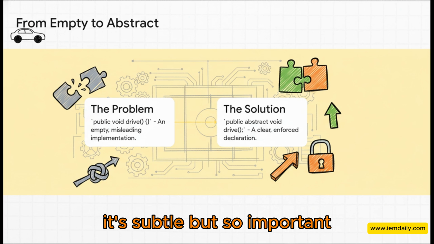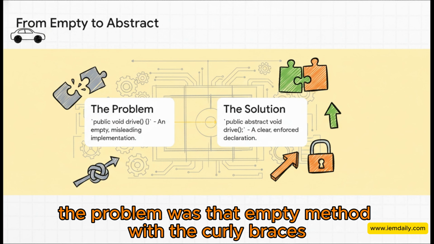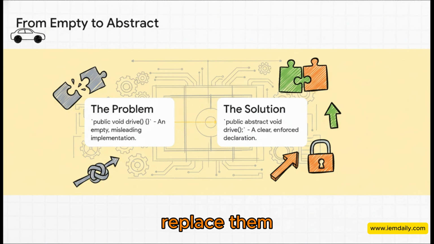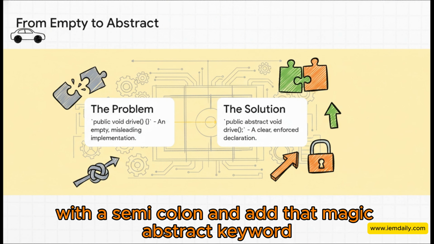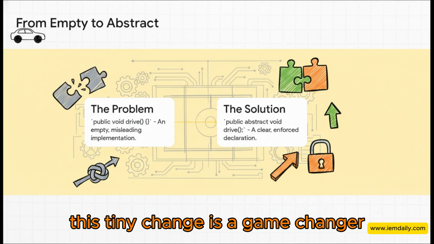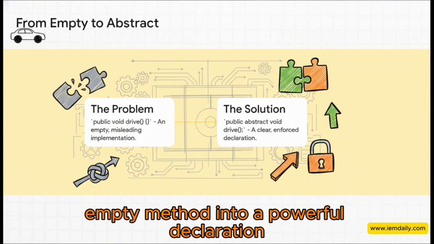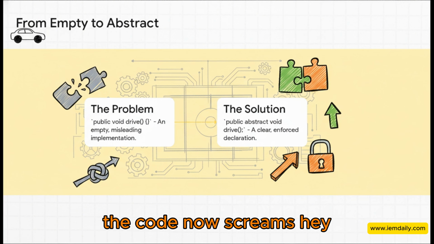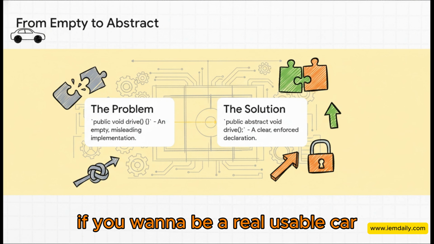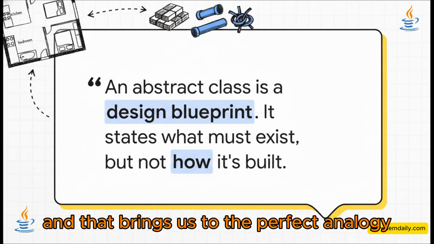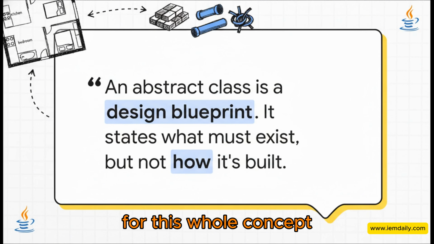Okay, look really closely at this change. It's subtle, but so important. The problem was that empty method with the curly braces. The solution? We get rid of the braces, replace them with a semicolon, and add that magic abstract keyword. This tiny change is a game changer. It turns a misleading, empty method into a powerful declaration. The code now screams, hey, if you want to be a real, usable car, you must provide your own definition of how to drive.